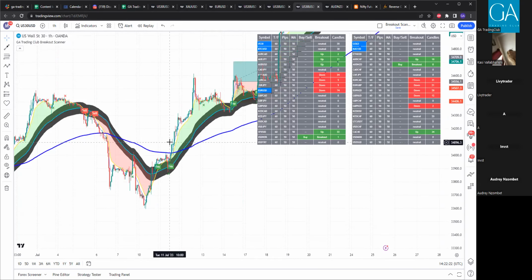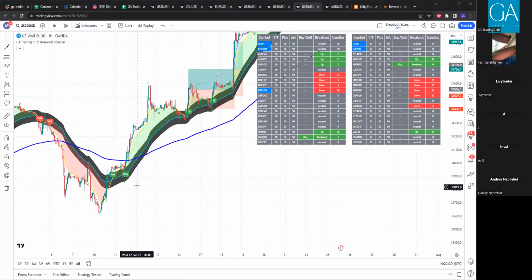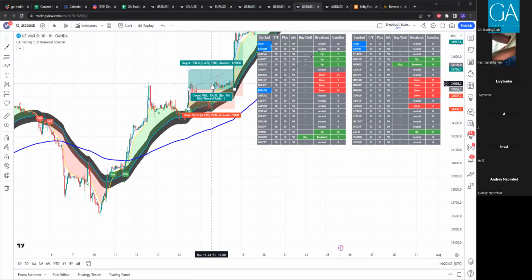Yeah, let me see that. Tuesday, 11th July. So here's the thing, right? To be honest, if I was trading this, I wouldn't have taken this buy. So here's how I think of the breakout scanner, right?